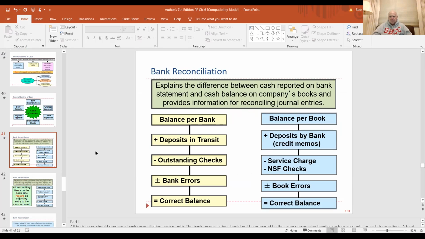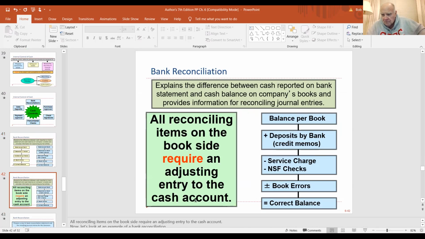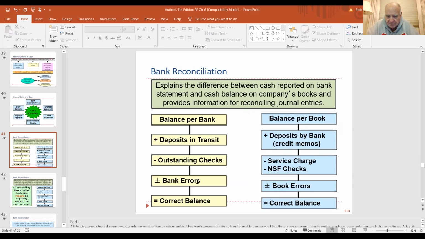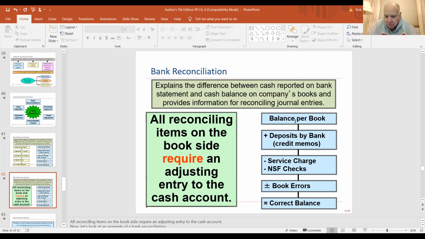Bank reconciliation. Take a look at this template here. This is in your book in a similar manner. The bank side: bank balance plus deposits in transit minus outstanding checks equals the correct, or what we're going to call, the adjusted bank balance. All reconciling items on the book side require a journal entry. No journal entry on this side. Here, balance per the books plus any deposits or any pluses, minuses get you there.